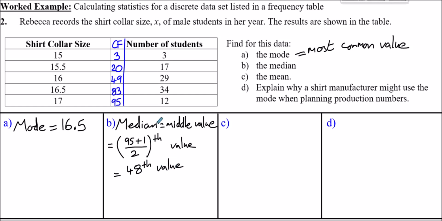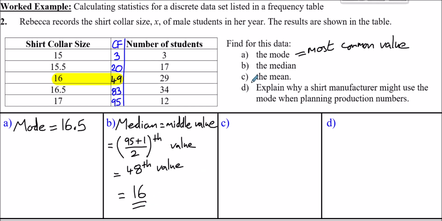So how does what we've done help us here? Well, using this cumulative frequency column, we go down and stop as soon as we see a number which exceeds the position of the median. So we stop when we get to a number which exceeds 48. 3 is too small, 20 is too small. The first number that is bigger than or equal to 48 is 49. So we read across and see that the median shirt collar size must be 16. Therefore, the median in this case is simply 16.